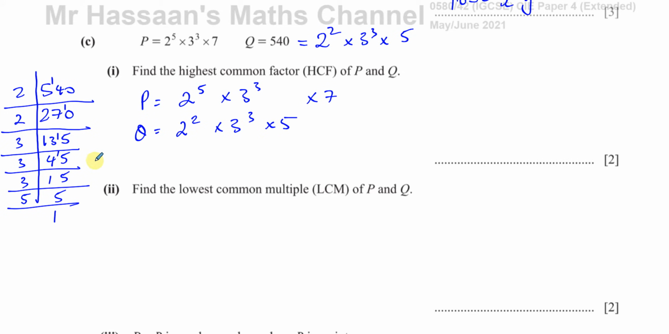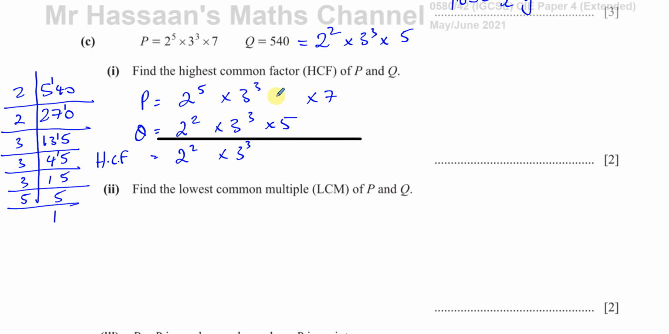Now to find the highest common factor, there are different methods we can use, but I like to use a method where I look at the common numbers, which are 2 and 3. 5 and 7 have nothing in common in both numbers, but for the ones that are common to each other, I take the lowest form of each of these. So 2 to the power of 5 and 2 to the power of 2, well, 2 to the power of 2 is the lowest form. 3 to the power of 3 and 3 to the power of 3, well, it's just 3 to the power of 3. It's the same in both, so I have to write that down.